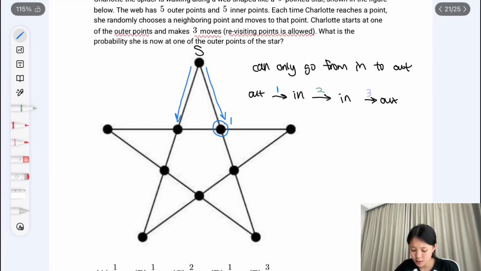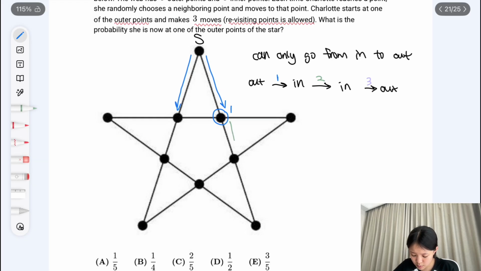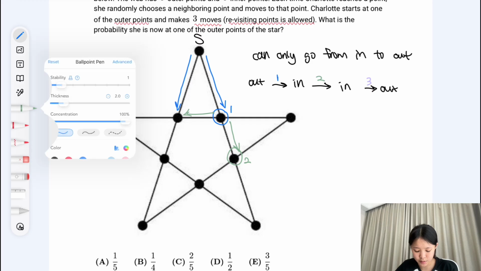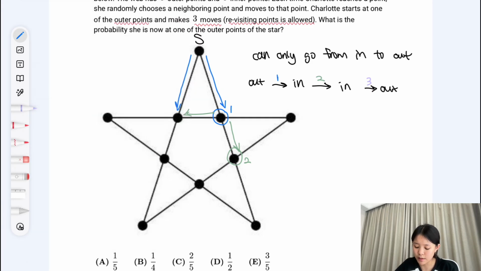For the second, she can go to either this inner point or this inner point. Let's say she goes to this inner point as her second location. And then finally, she has 2 choices of outer point. She can go to this outer point, or she can go to this outer point. And so let's say she chooses this outer point, right?